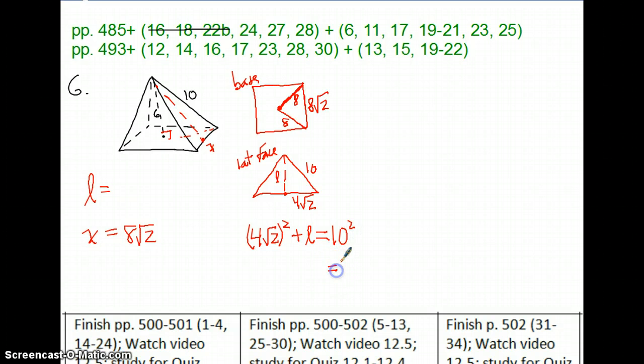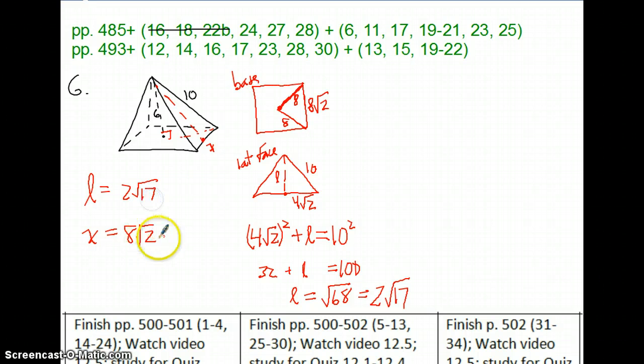10 squared, that's easy. 4 square root 2 squared, that's 16 times 2, that's 32. So L is the square root of, gosh, that's 68. 2 comes out of that. I believe it's 2 square root 17. Yeah, okay. That's a fun one. Okay, that's 6.